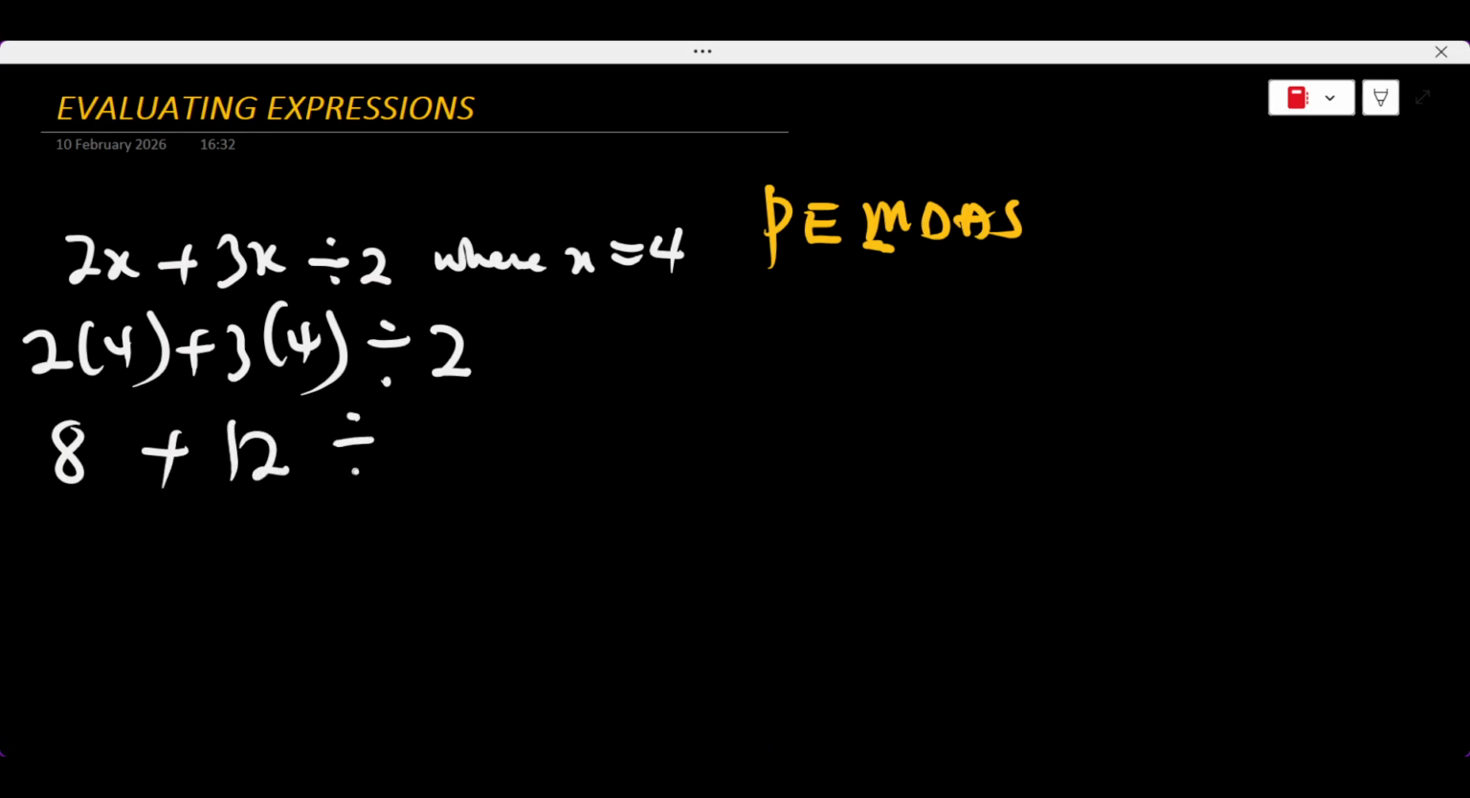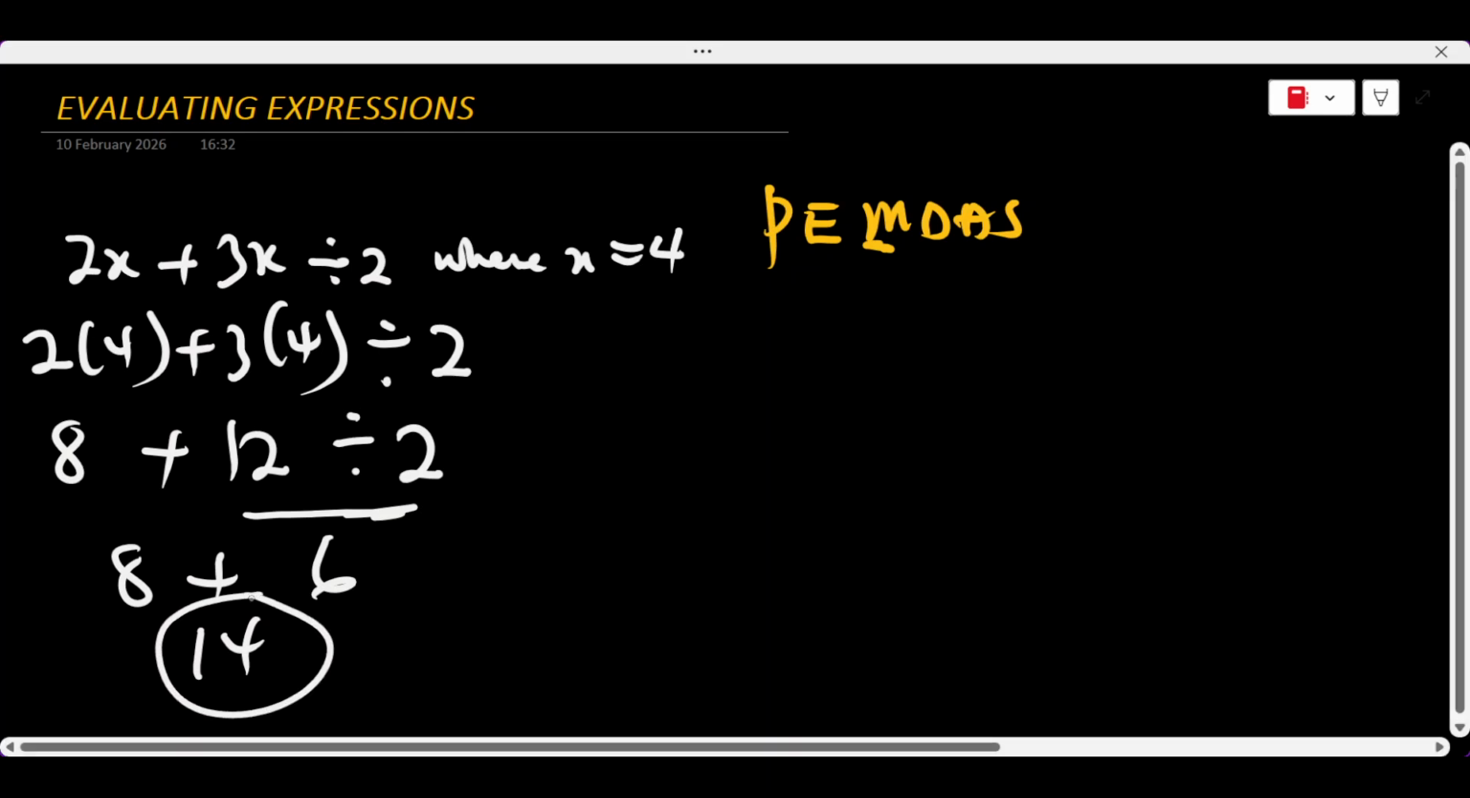12 divided by 2. We don't have parentheses, we don't have exponent, we don't have multiplication, but we have what? Division. So we solve that first. 12 divided by 2 is 6. Then you bring your 8 plus, giving us what? 14 as our final answer.